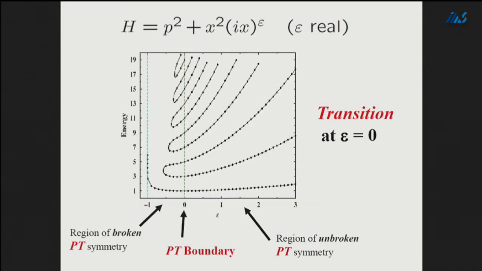So one other introductory remark is that there is obviously a transition at epsilon equals 0. And epsilon equals 0 is the PT boundary. If you set in this Hamiltonian epsilon equals 0, that is the one case where you have a conventional Hermitian Hamiltonian, the harmonic oscillator. And if you go below epsilon equals 0, what you see is this phenomenon.